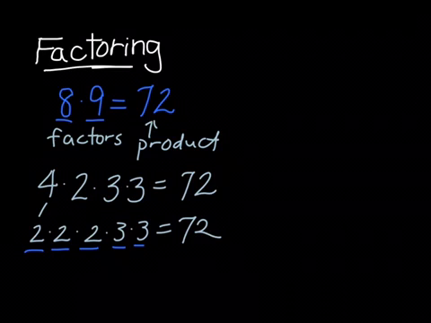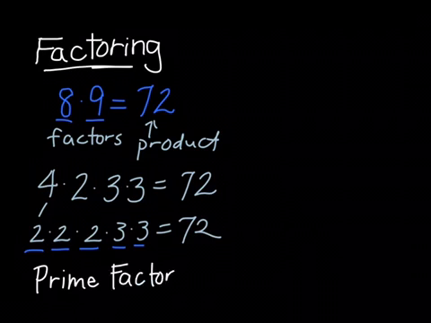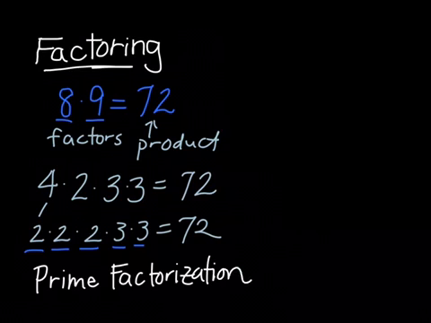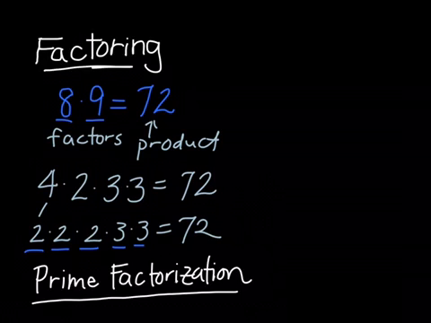When we have broken down a number into its smallest possible factors, we call this process prime factorization. Every composite number can be broken down in this fashion into a product of its prime factors. And there are different ways of arriving at this prime factorization.